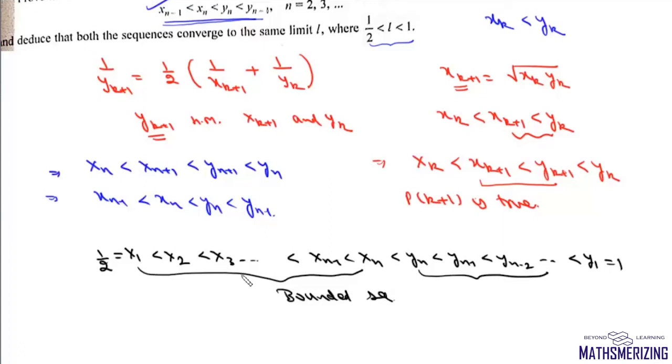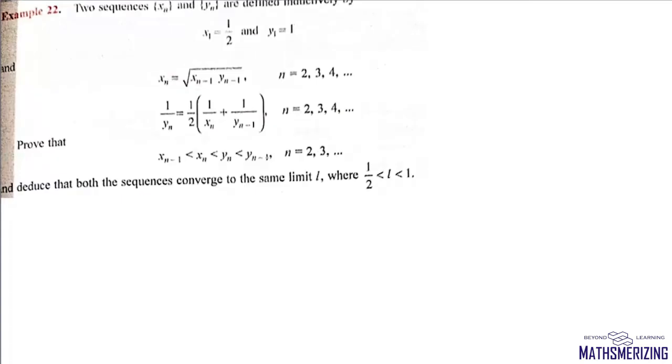The sequence xn is bounded and it is monotonic increasing, whereas the sequence yn is bounded and it is monotonic decreasing sequence. Now both the sequences xn and yn, they are bounded and they are monotonic. Thus both the sequences, they'll converge.